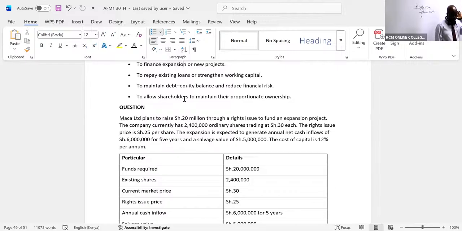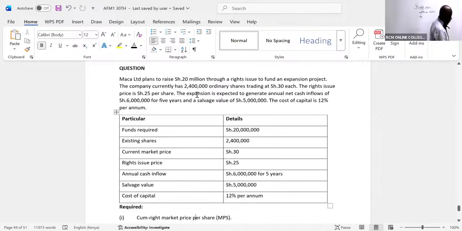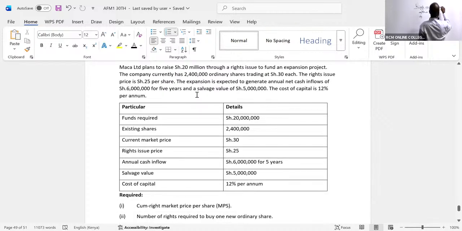The expansion is expected to generate annual net cash inflows of 6 million for 5 years and a salvage value of 5 million, and the cost of capital is 12% per annum. So you can just summarize this by writing down this table as an exercise. We say funds required. How much do we require in total? 20 million, right? We require 20 million in total.